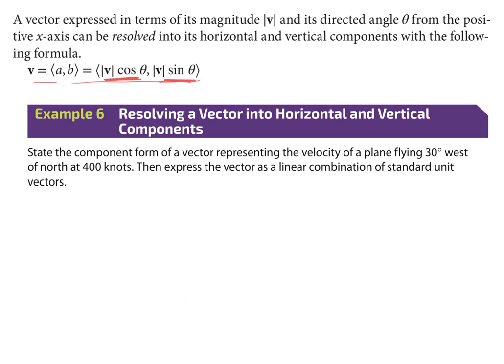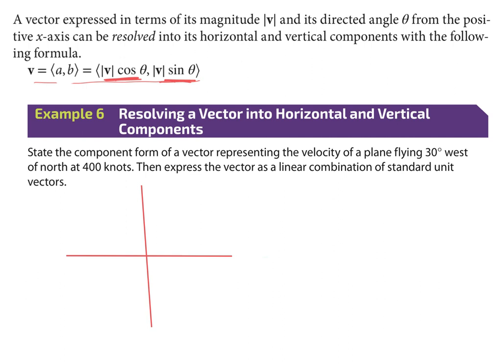So let's look at this first one. It says, state the component form of a vector representing the velocity of a plane flying 30 degrees west of north at 40 knots. Then express the vector as a linear combination. All right? The first thing you have to remember is kind of your bearing information. A couple things you need to know. When they say west, they are always typically talking west of north, even though they were kind enough to tell us that. They're usually starting at true north, and they will tell you west or east or however it's moving.